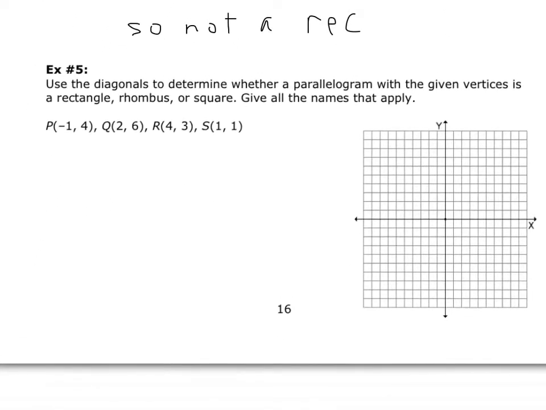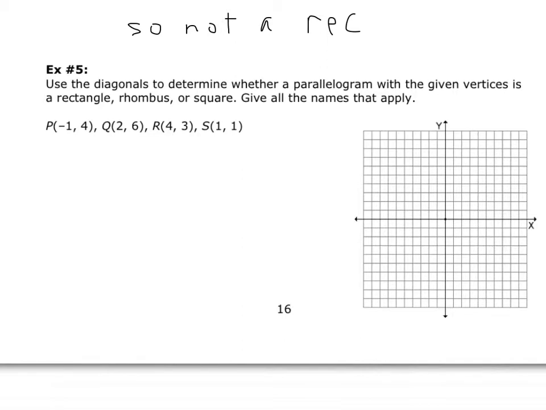Alright, moving on to our last example for the day. This one requires a little bit of work, so you're going to have to write small on it. So example 5, we're going to determine whether a given parallelogram is a rectangle, rhombus, or square. The first thing you need to know is that to be a square, you must be a rectangle and a rhombus. If you are both of those, then you are a square. So we're going to check for rectangle first, and rhombus second, and then if it's both of those, it will be a square.